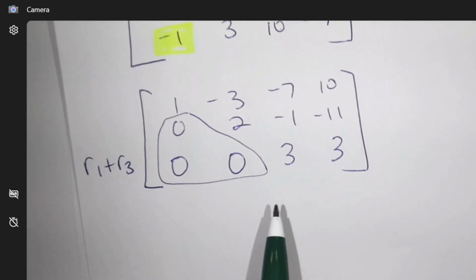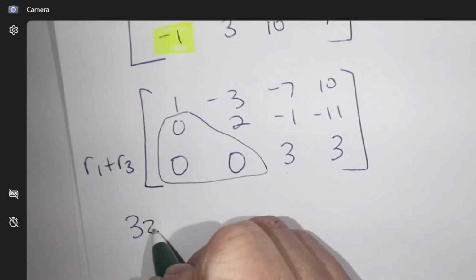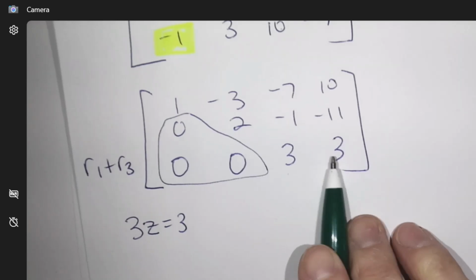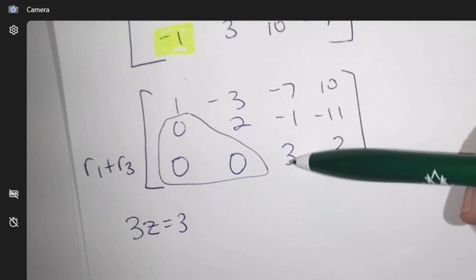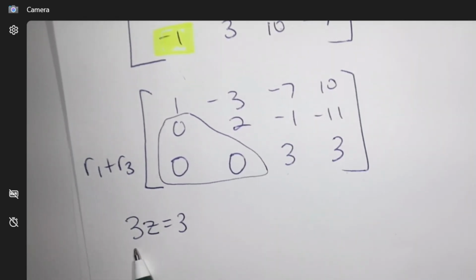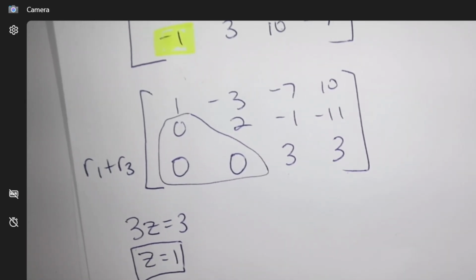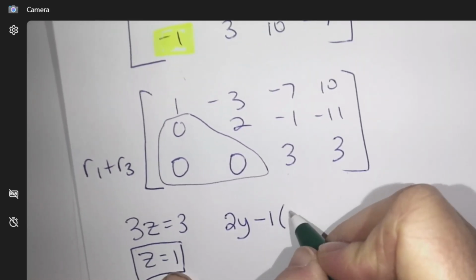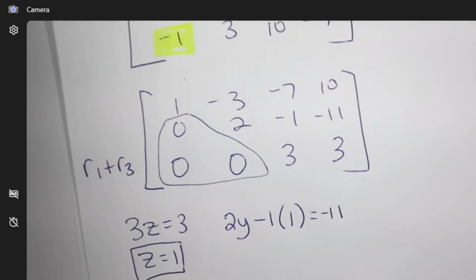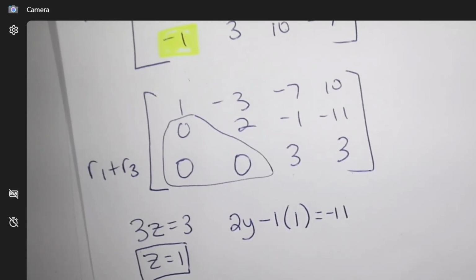Okay, so we're done. So we're going to go starting bottom up. So the 3z equals 3, so that's the bottom line here, right? Because everybody knows this is the x stuff, this is the y, this is the z, this is just a number, right? 3z equals 3, so z equals 1. Okay, work your way up. So this would be 2y subtract 1z equals negative 11.